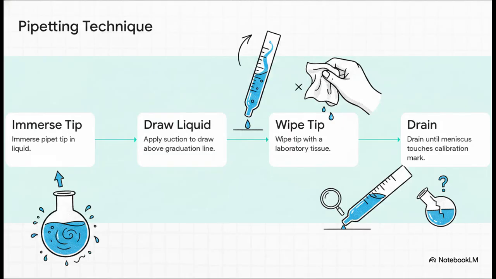It really is a meticulous 4-step dance. Immerse, draw, wipe, and drain. Wiping the tip with a tissue, that is a non-negotiable step to prevent outside droplets from hijacking your volume. And the drain must be exact. The very bottom curve of the liquid, the meniscus, has to sit precisely on the calibration mark. Seriously, a microscopic failure at any of these steps, a forgotten wipe or an unaligned meniscus, fundamentally alters the chemical ratio and ultimately a patient's diagnosis.